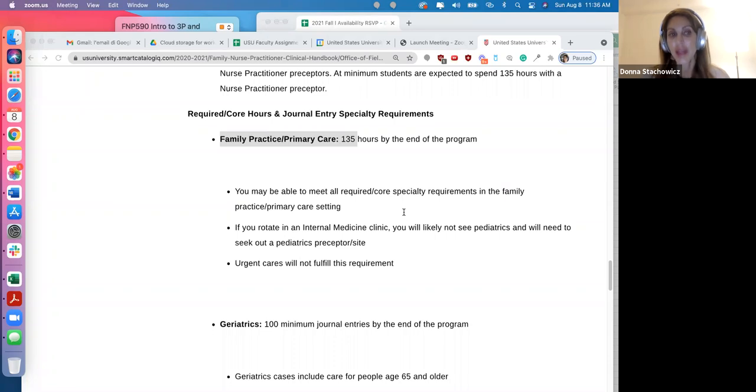Outpatient internal medicine is excellent because you're getting a lot of diabetes, COPD, and a lot of really chronic stuff, CHF, a lot of those really complex cases, people who are both diabetic and have gout, or people who have like myasthenia gravis. As long as it's outpatient internal medicine, no problem. Psych mental health is considered a specialty. It is restricted to 40 hours. And urgent care and emergency room is not required at all for the program.